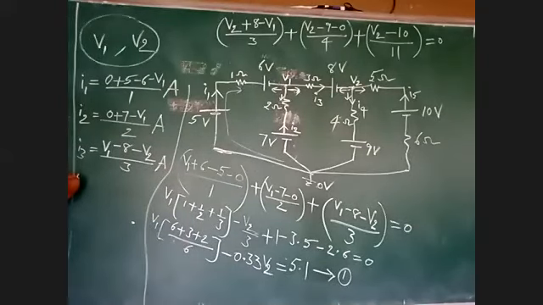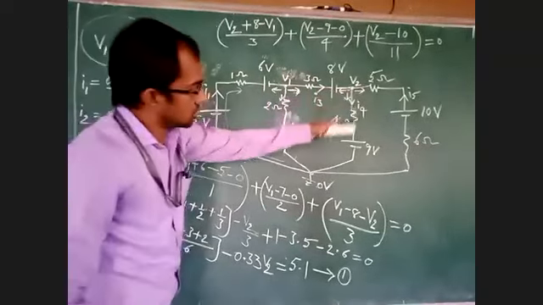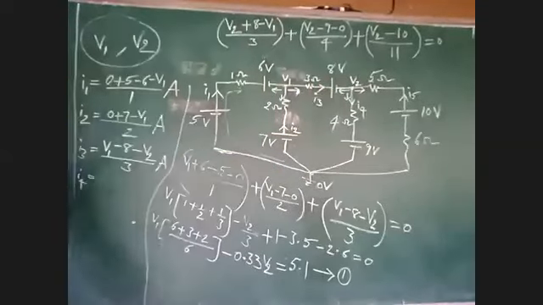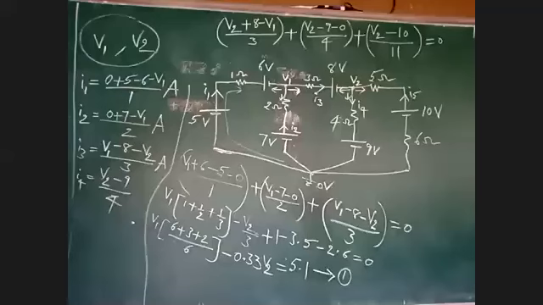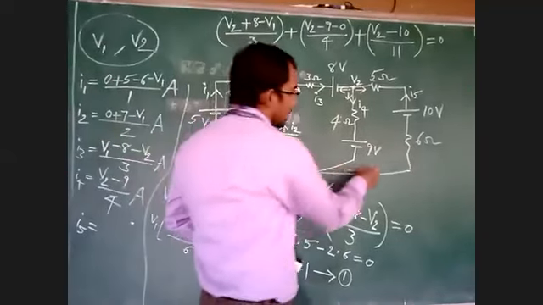Then I4. I4 is in the downward direction, from V2 to 0: V2 minus 9, divided by 4. Now come to I5. I5 is in the upward direction, moving like this. Positive: 0 plus 10 minus V2, divided by 11.